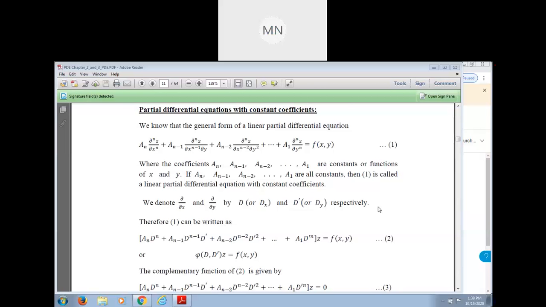The equation is of the form f of x comma y comma z. I have already told that x and y are independent variables and z is the dependent variable. And here p is what? p is nothing else, it is del z by del x. Remember these things.